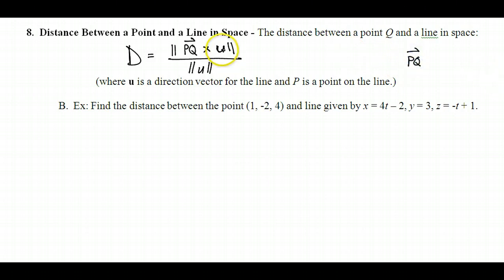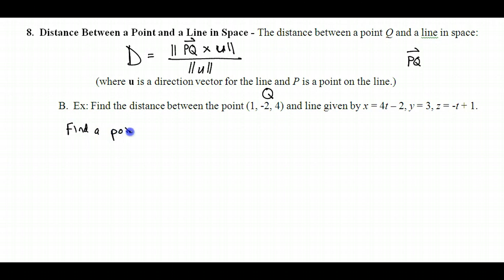Vector u is your directional vector from the line. If I have a point and a line, there's my directional vector, and you want the cross product between them. So we want to find the distance between this point, (1, -2, 4), which is our Q, and this line. The first thing we have to do in order to apply this formula is figure out vector PQ. So we need to find a point on our line. That's the first thing.